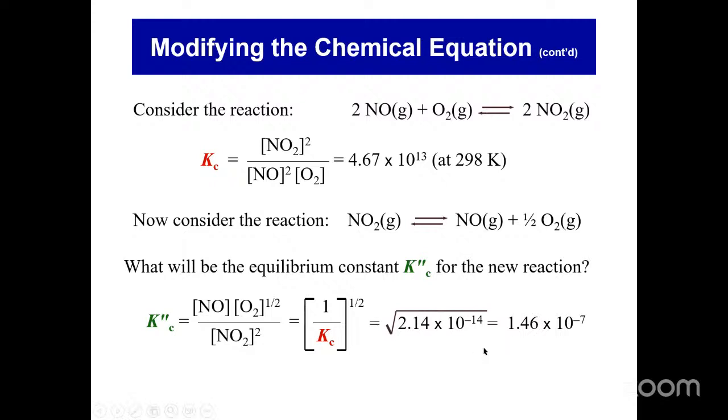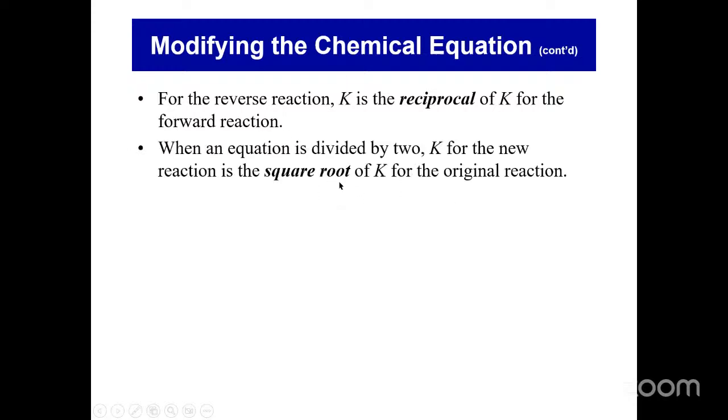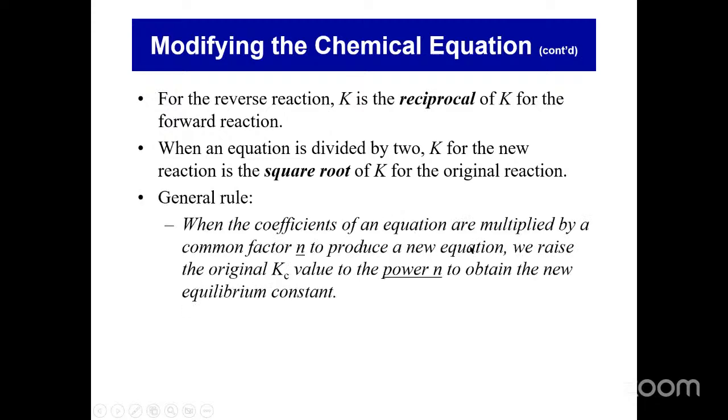Okay, any questions about this one? Okay, so just to summarize a couple of things that we just learned. Firstly, for the reverse reaction, the K for that reaction would be 1 over the K for the forward reaction, all right? If the equation is divided by 2, then the Kc for the reaction would be the square root of the Kc for the original reaction. And the general rule is that when the coefficients of an equation are multiplied by a common factor n, right? So n could be any number.